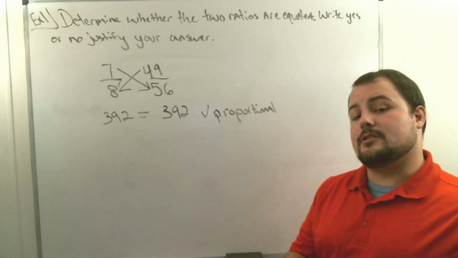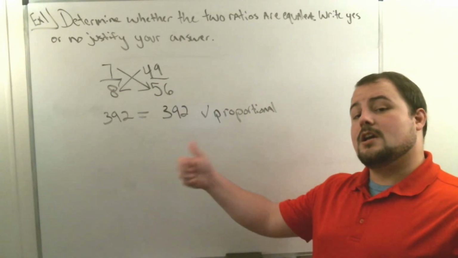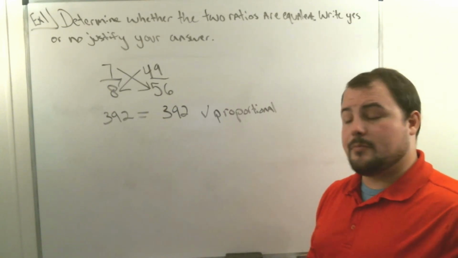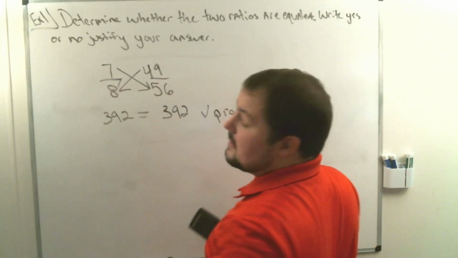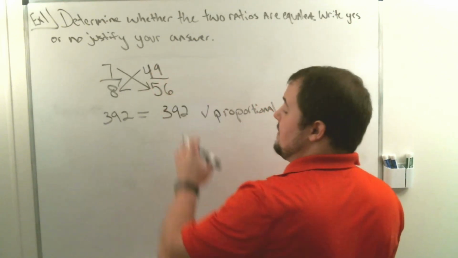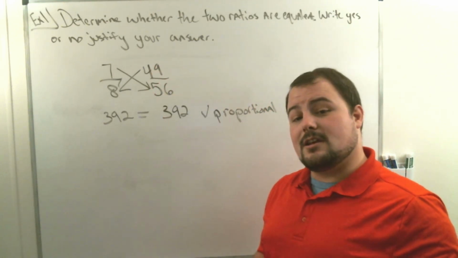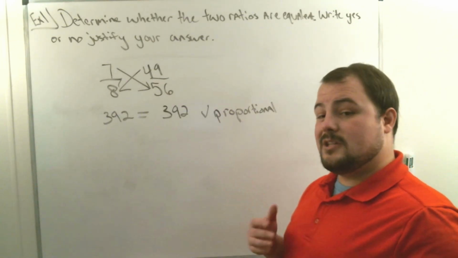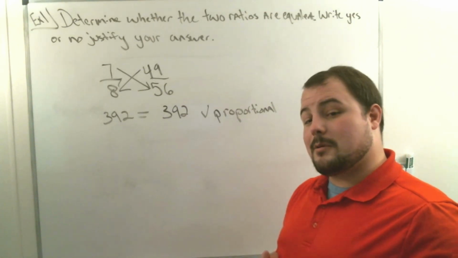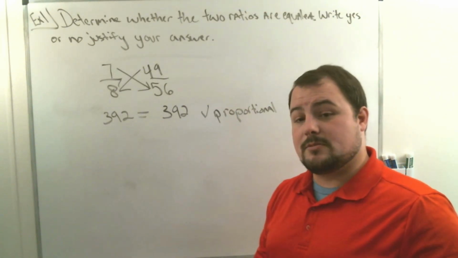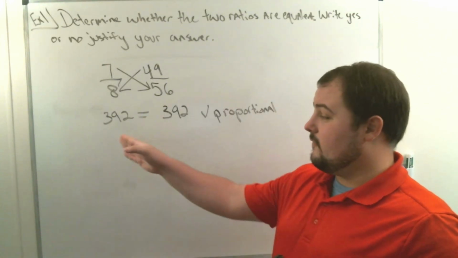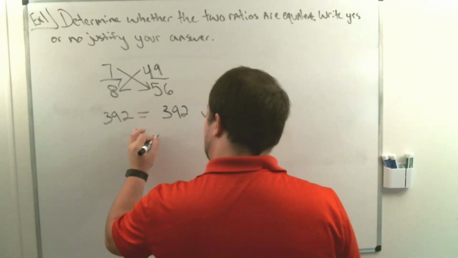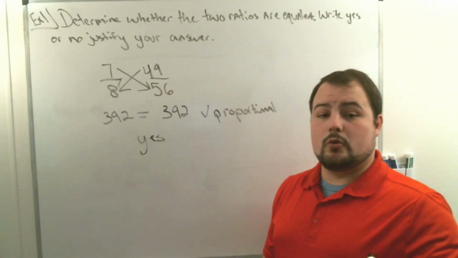Whenever we cross multiply two fractions and we get the same answer on the left side and the same answer on the right side, that means they're proportional. Another way you could check is to take the top, divide by the bottom, see what decimal we get, and if we get the same decimal on the left and on the right, that's another way to test if two fractions are proportional. But to me, the easier method, and the one we're probably going to use most in this lesson, is the cross multiply method. If the number on the left is the same as the number on the right, then they're proportional. So our answer is yes. We have two equivalent ratios.